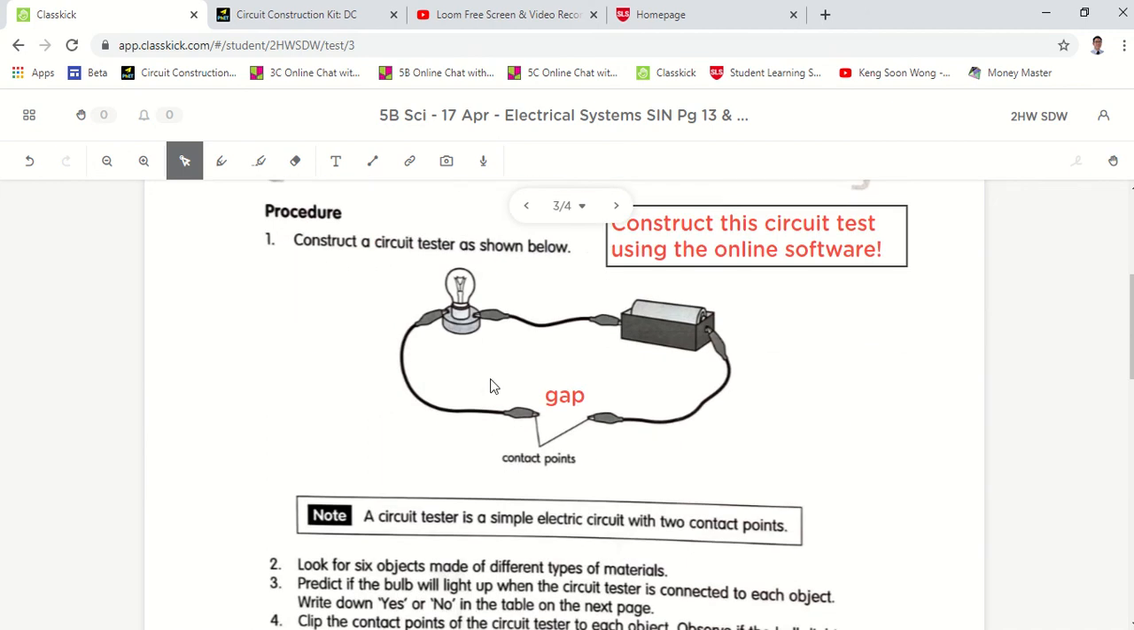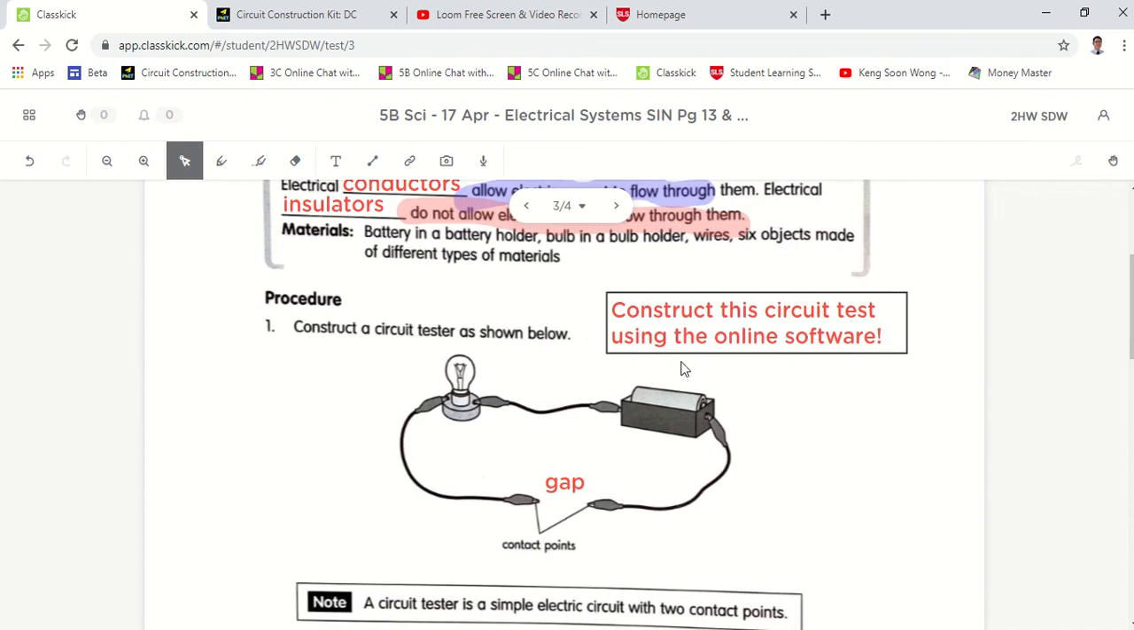This is what you should have constructed using the online software. I hope you really did it, because from your homework on ClassKit, it's all blank except for some of you. For those who have done it, thank you very much and you have learned a lot. For those who have not tried, please go and use the electric circuit software, construct a circuit and fill in the answers for the experiment that we are asking you to do.